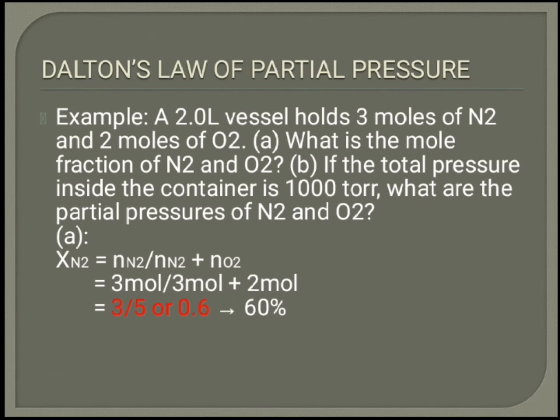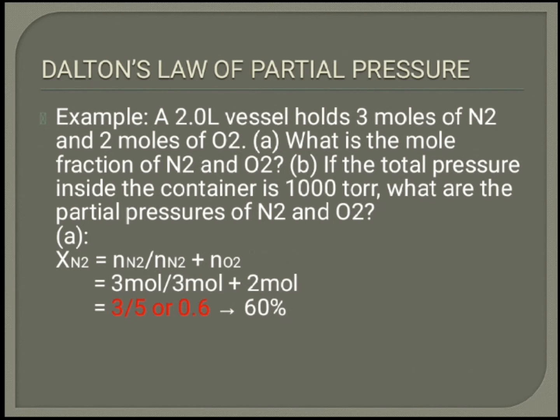So if you want to find the mole fraction of nitrogen gas, we need the moles of N2 and we need to divide it by the total moles, which in this example consists only of N2 and O2. So there are 3 moles of nitrogen gas out of a total of 5 moles, because there are 2 moles of oxygen. So it's 3 out of 5, which as a decimal is 0.6. So that's the mole fraction of N2. So 60% of all the molecules in this vessel consist of nitrogen gas.